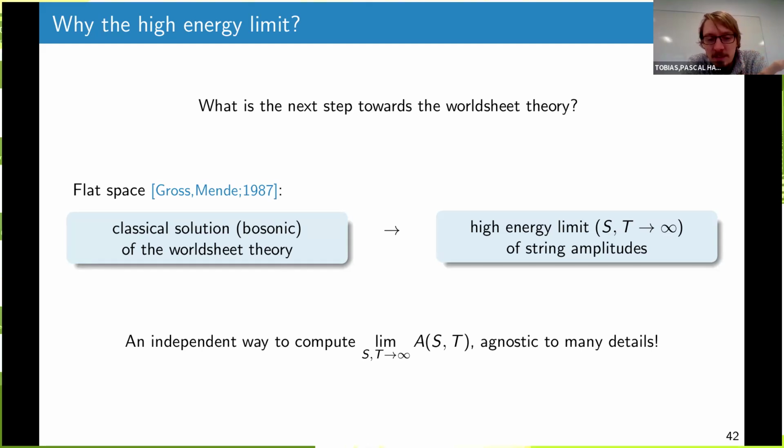And so this is an independent way to compute the high energy limit, agnostic to many details, because you can just compare the exponents, and then it doesn't matter what the prefactors of the vertex operators are. It's also bosonic only, so it's a bit easier than finding the whole worldsheet theory. So we thought, let's generalize this to AdS.